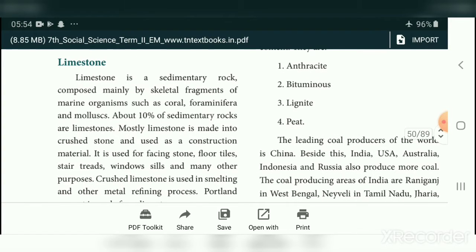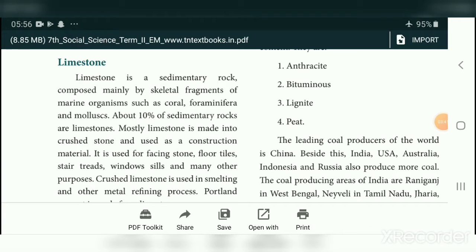Next non-metallic resource, limestone. We produce white marble from limestone. Limestone is a sedimentary rock. It is composed mainly of the skeletal fragments of marine organisms like coral, foraminifera and molluscs. So from the skeletons of these marine organisms, we can get limestone. About 10% of sedimentary rock is limestone. Mostly limestone is made into crushed stone and used as a construction material.